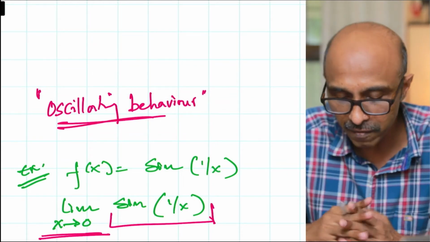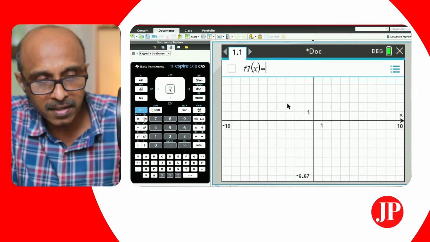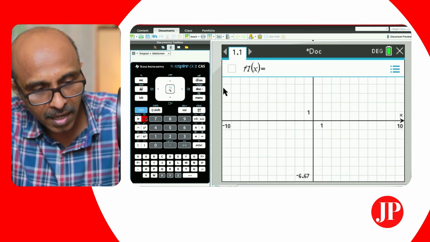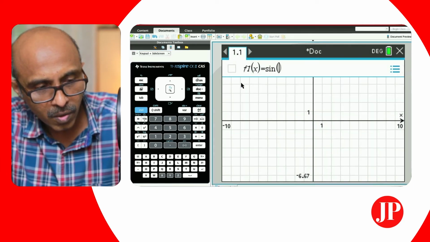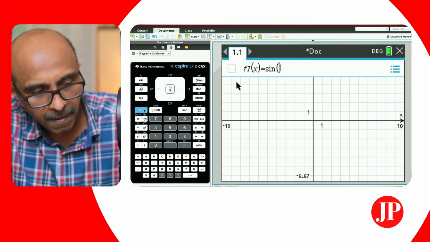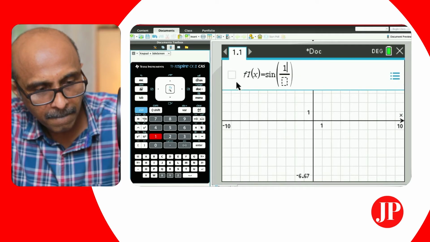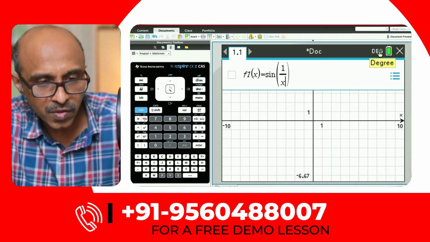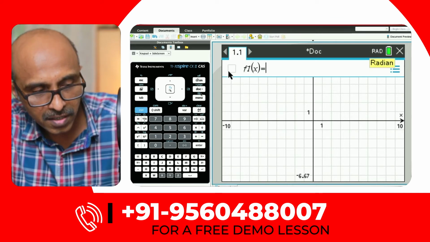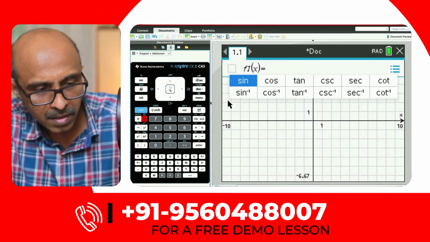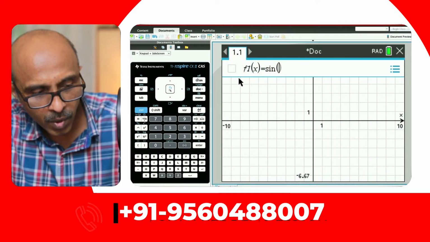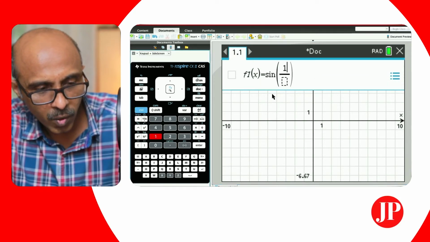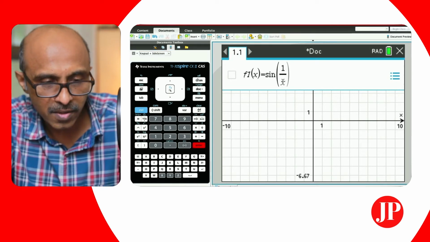So let's first look at the graph of this function quickly. Sine of 1 over x, right? So I'm just going to put in sine 1 over x. And I'm just going to change this to radians, okay? Oh, I need to enter this again. Cool, no problem. Sine of 1 over x. Here we go. And let's look at the graph.